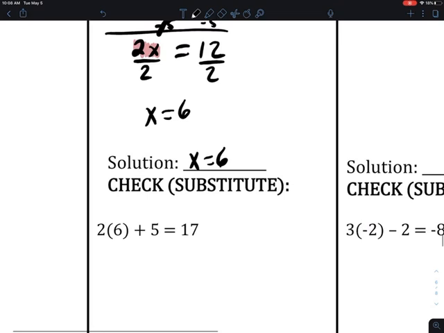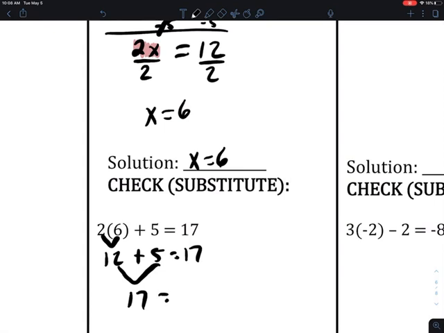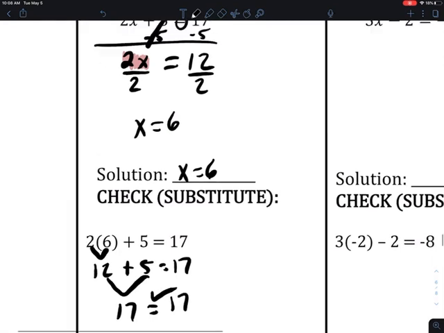Anyways, so check for substitution. Get our original equation, which is 2x plus 5, and substitute with 6, right? So we multiply 2 times 6, that gives us 12. I'm just going to bring everything down, equals 17. Well, what's 12 plus 5? Does 17 equal 17? They do. Okay, therefore checks out. It's good to go.